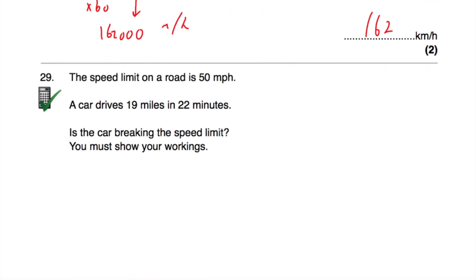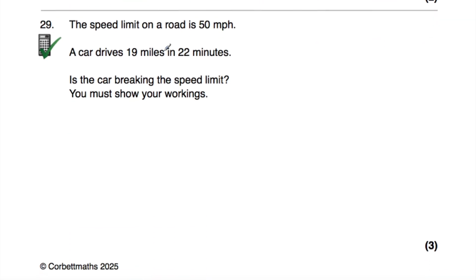Okay, let's go to the next question, question number 29. Question number 29 says the speed limit on a road is 50 miles per hour and a car travels 19 miles in 22 minutes. Is the car breaking the speed limit? You must show your workings.